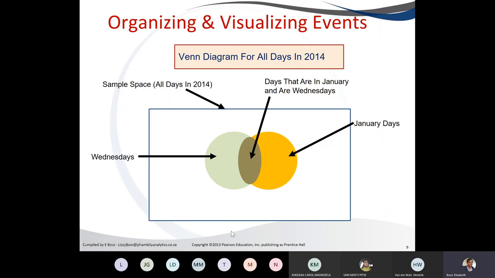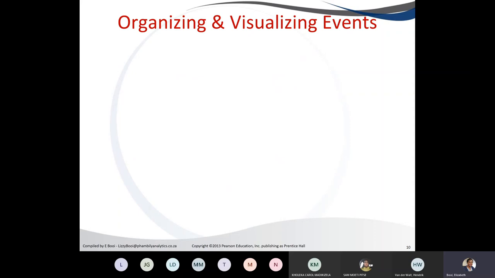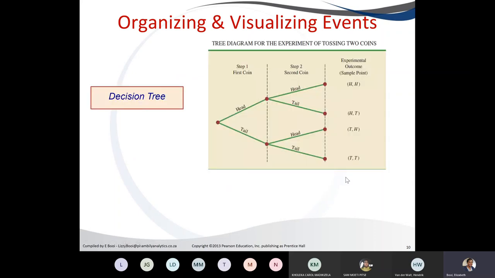That's one way of visualizing the event. The other method of visualizing the event, we can use what we call a decision tree or a tree diagram, which also starts with a sample space. Let's say this one, we are using a coin.